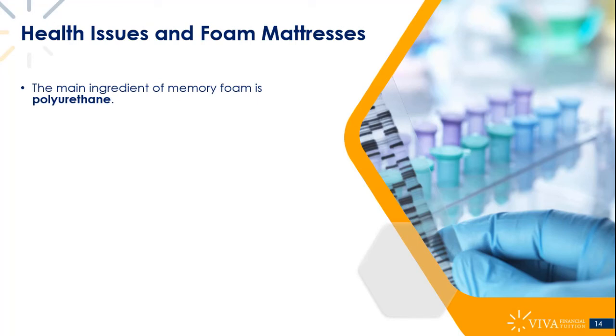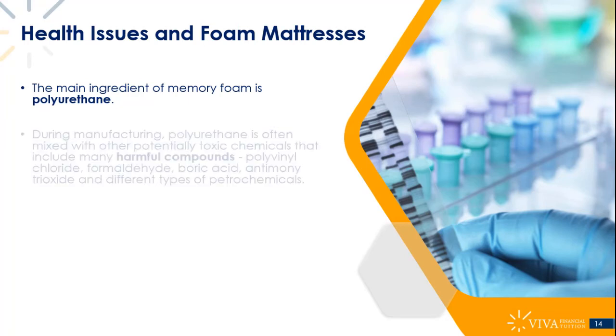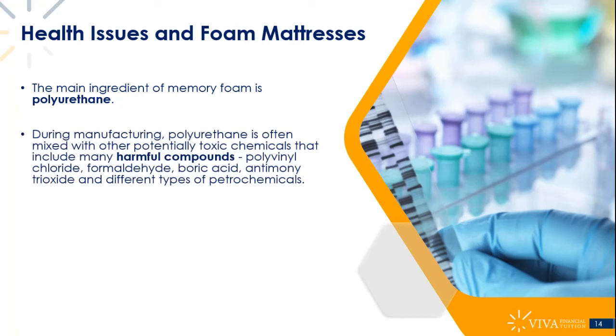So the main ingredient in most memory foam mattresses is what's called polyurethane, okay? Now, during manufacturing, polyurethane is often mixed with other potentially toxic chemicals that include many harmful compounds. Okay, I'm going to try to pronounce all of these, but I'm probably going to fail. Okay, so polyvinyl chloride, formaldehyde, boric acid, antimony trioxide, and different types of petrochemicals. They all sound pretty nasty, I think it's fair to say, and indeed they are objectively, based on the findings of the EPA, the Environmental Protection Agency in the United States, confirm the toxicity of many of these materials.